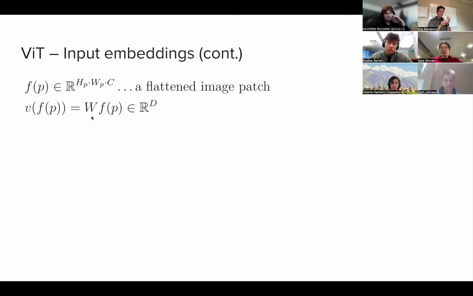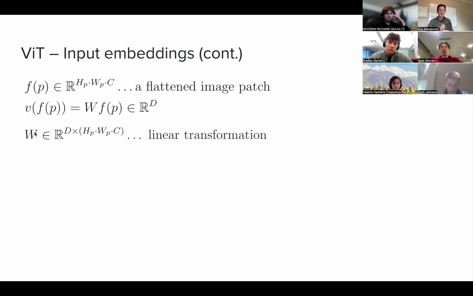I think it should be D by HP times WP times C. Yeah, exactly. That's correct. So W is of the shape D by the size of our vector. When you multiply it with a vector of this size, you will get a vector of the size d, which is our goal. All right, so now, perfect.